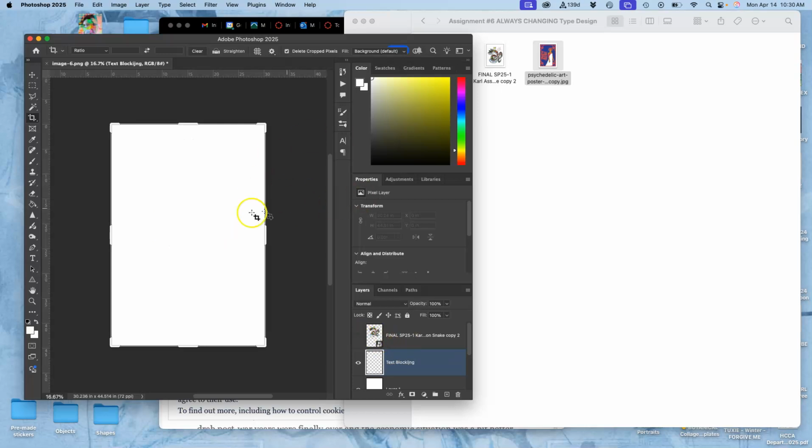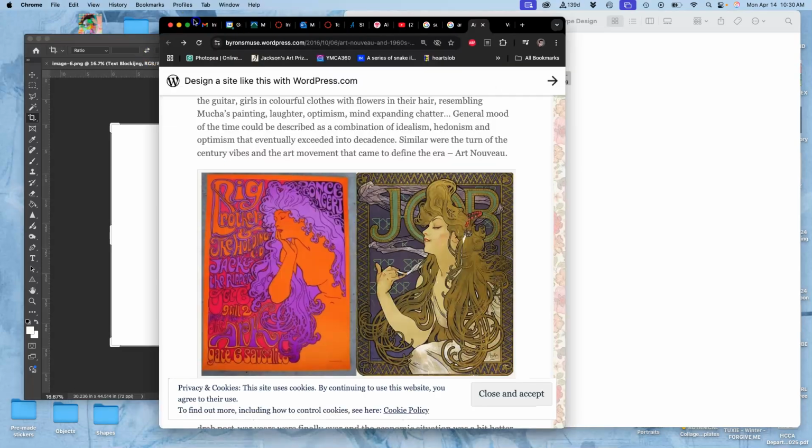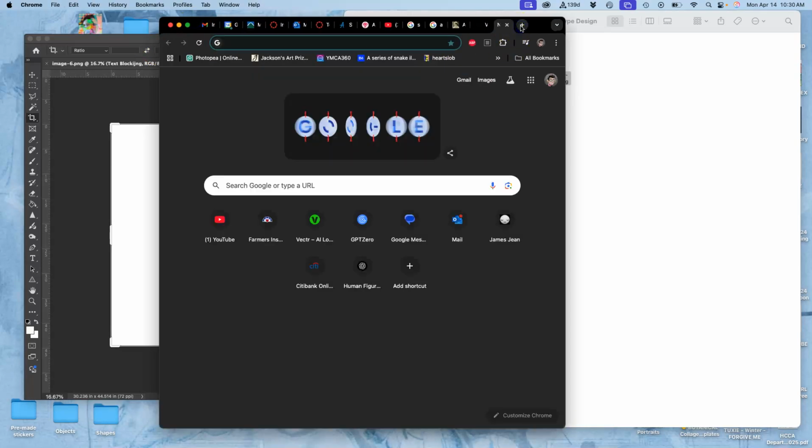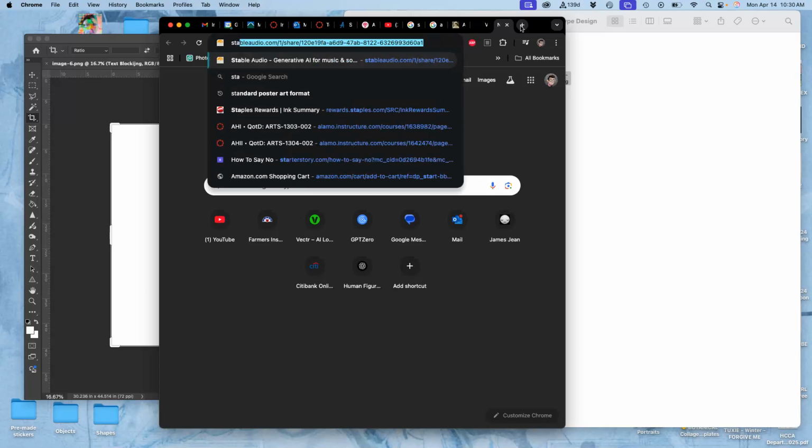So this is my poster format. A poster format, the most standard poster format is 18 by 24 inches. Standard American.